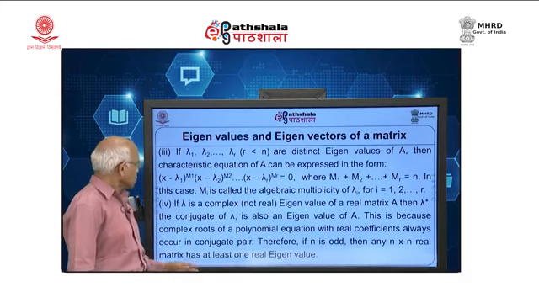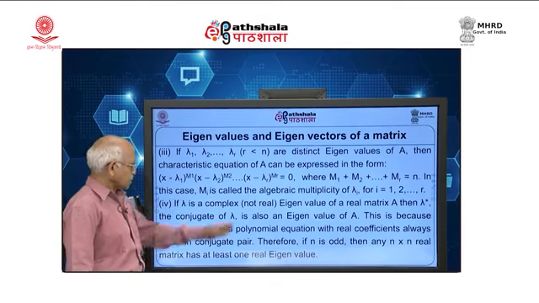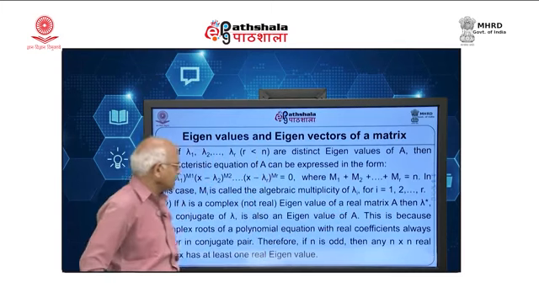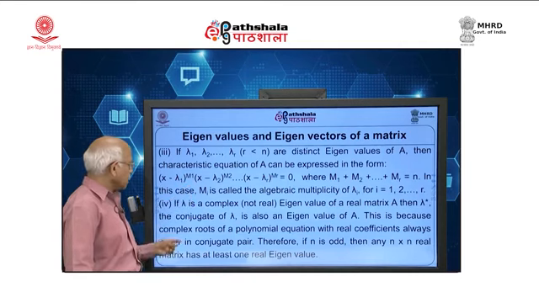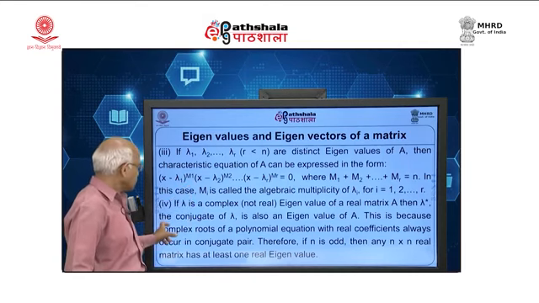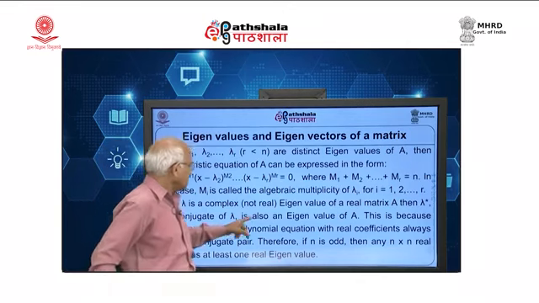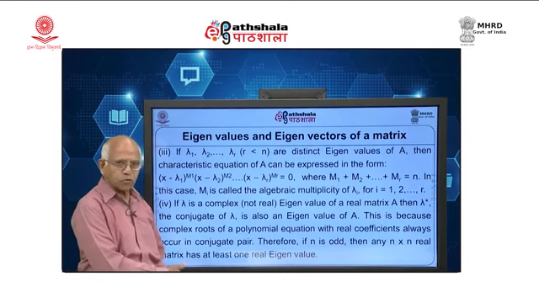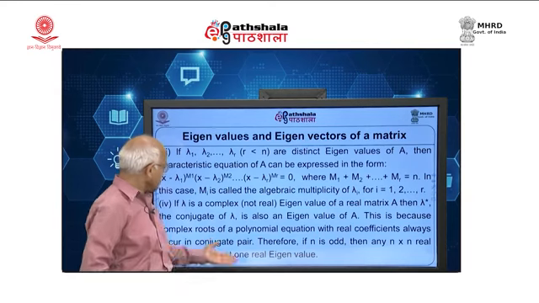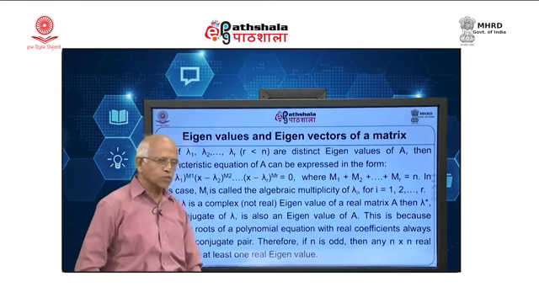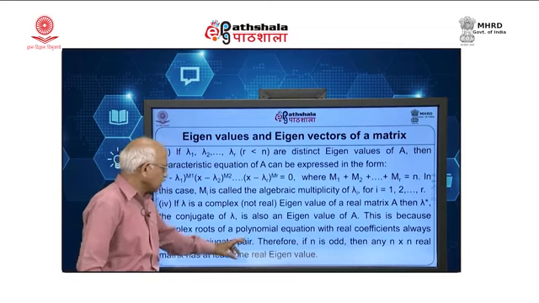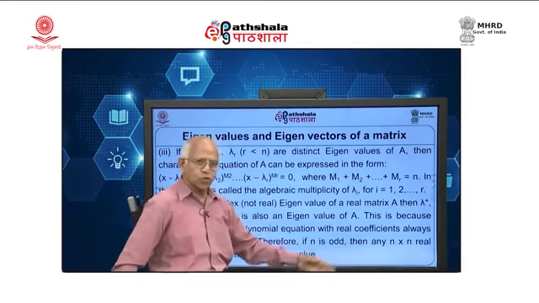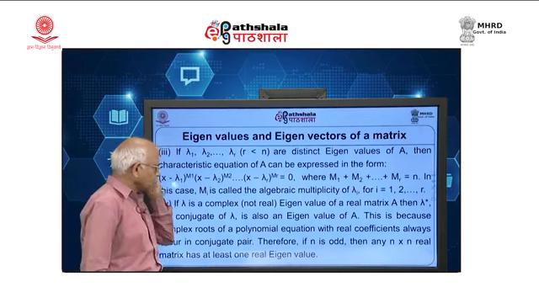So, if lambda is a complex, not real, eigenvalue of a real matrix A, then lambda star, that is the conjugate of lambda, is also an eigenvalue of A. This is because, from the theory of equations, complex roots of a polynomial equation with real coefficients always occur in conjugate pairs, and therefore if lambda is an eigenvalue of A, lambda star is also a root of the characteristic equation, and hence it is an eigenvalue of A.